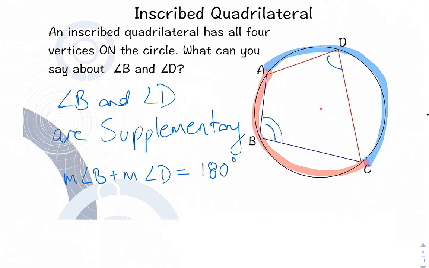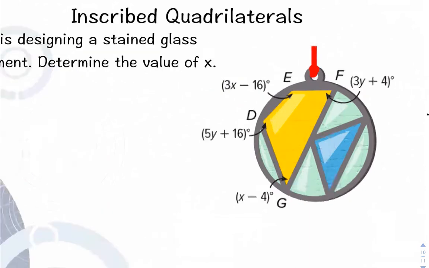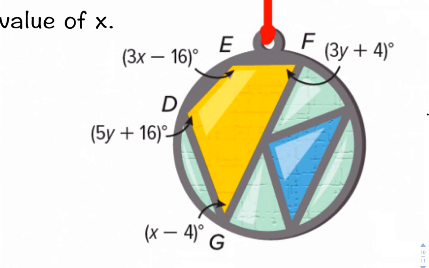And let's take a look at an example of that. It says Luca is designing a stained glass ornament. Determine the value of X here. If I look at this circle ornament, I have an inscribed quadrilateral. Remember, all 4 vertices are on our circle. And so that tells us that these opposite angles are supplementary. So they're not equal, but I do know they add up to 180.